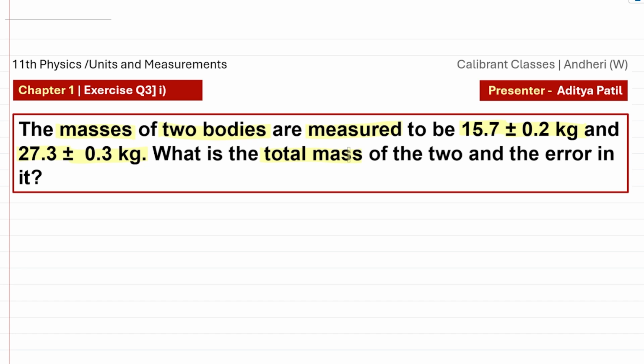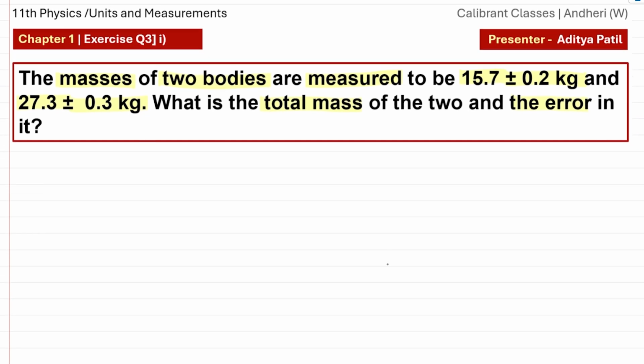And since our initial masses have errors involved in them, whatever combination or derived quantity we calculate henceforth will also carry some error, and that's what we have to calculate as well. So we have to calculate not only the total mass, but also the error associated with that mass. And with this, we have successfully decoded the question. Now let's get to the solution side of this numerical.